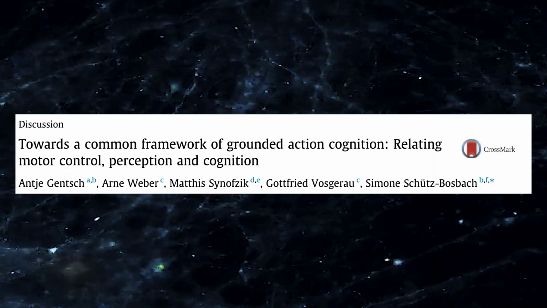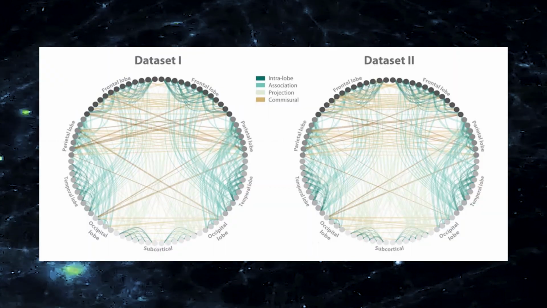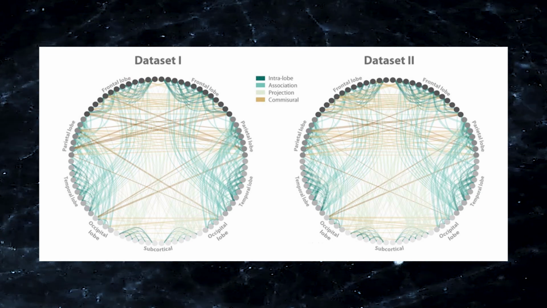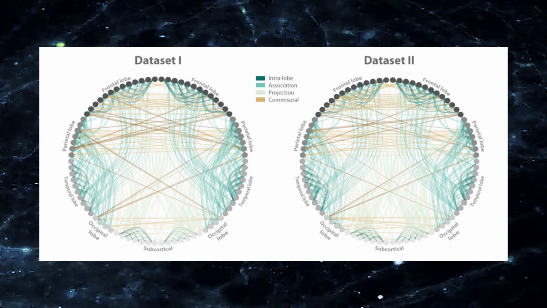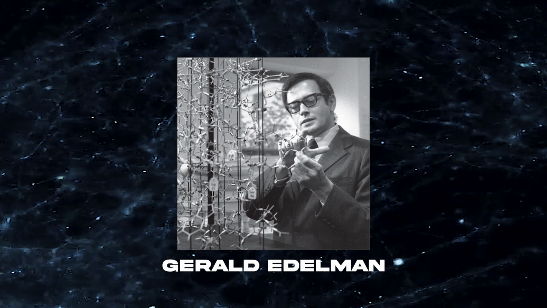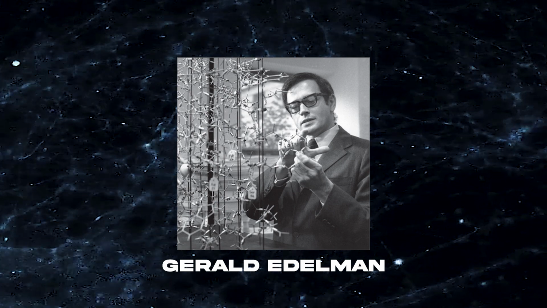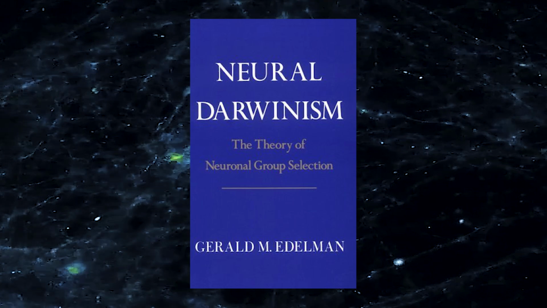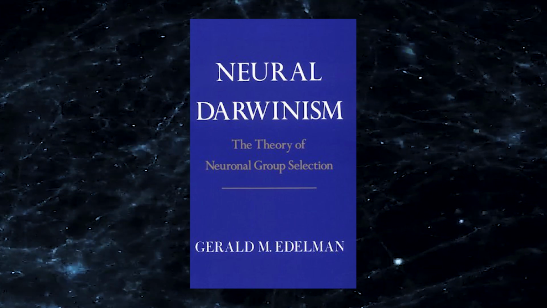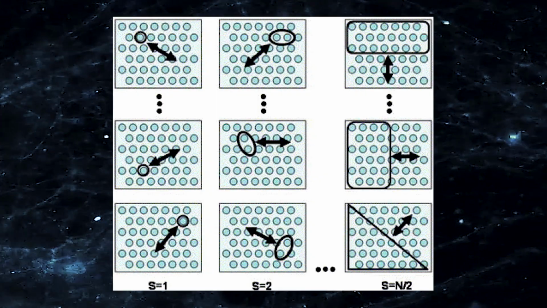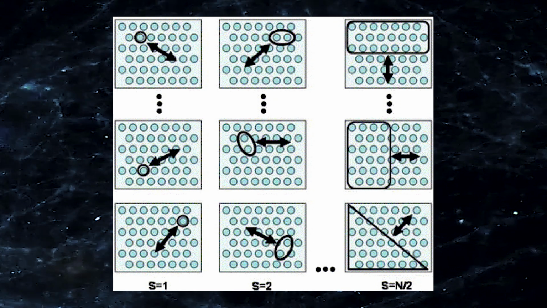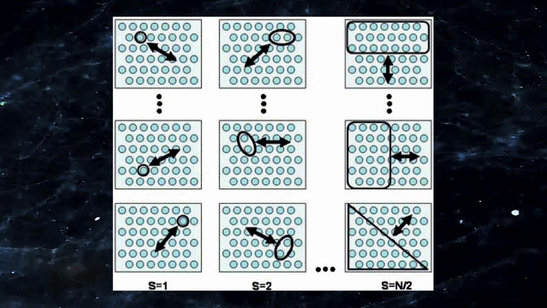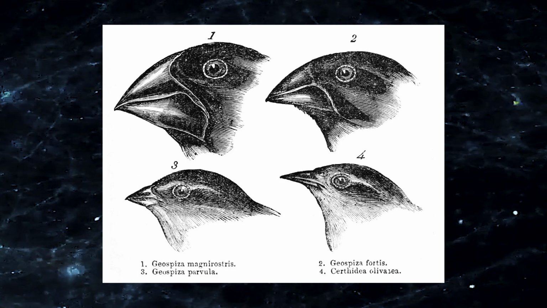This flexibility may stem from the brain's network architecture, which enables adaptability, efficiency, and resilience by organizing local interactions. Gerald Edelman was at the forefront of this concept. He introduced his idea of neural Darwinism, the theory of neuronal group selection, in 1978. He proposed that variation and selection within neural populations play key roles in the development and function of the brain, much like natural selection and evolution.